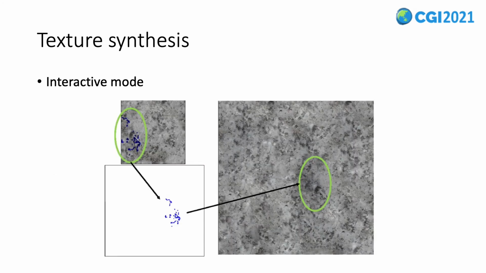This is an example of the interactive mode. The user selects their interested edge groups from the input, then places it on the canvas. The selected part will show off in the output image.